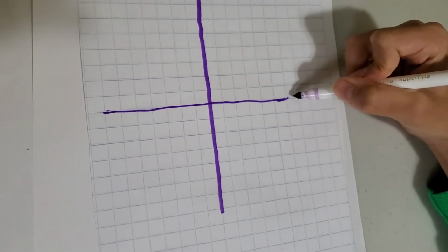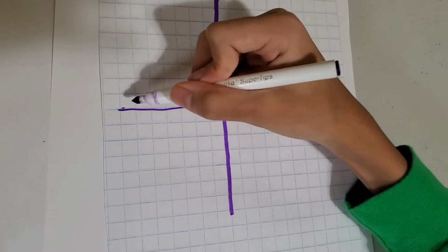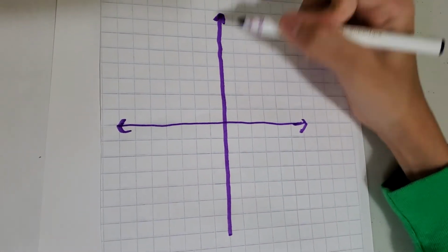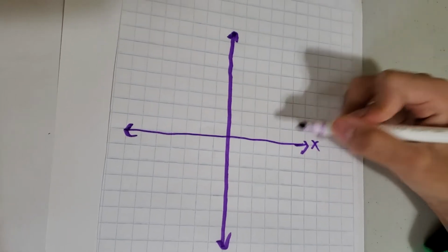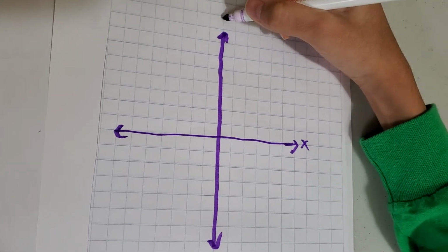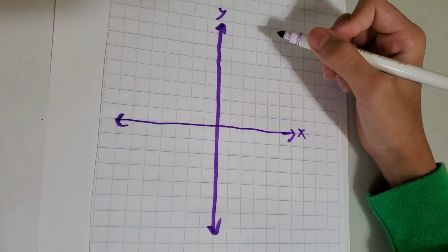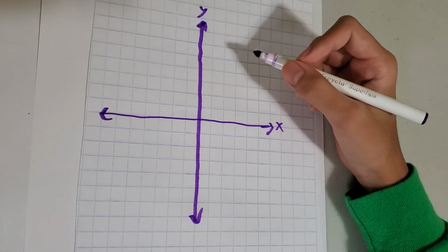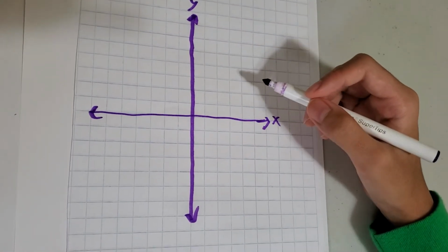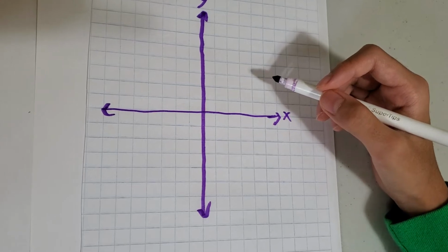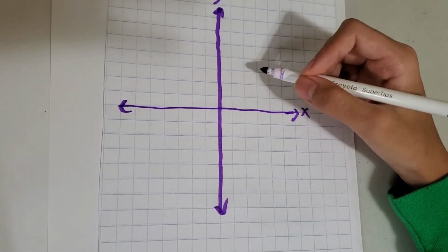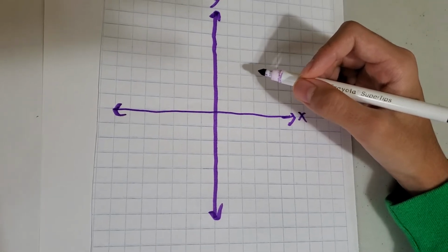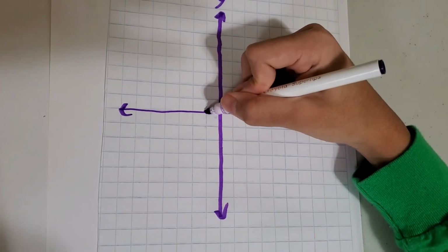The x-axis is the horizontal axis. So this is x, and the y-axis is the vertical. And we're going to plot the points that we already know. We know that the x-intercept is -1, so we know that this graph will cross at (-1, 0).